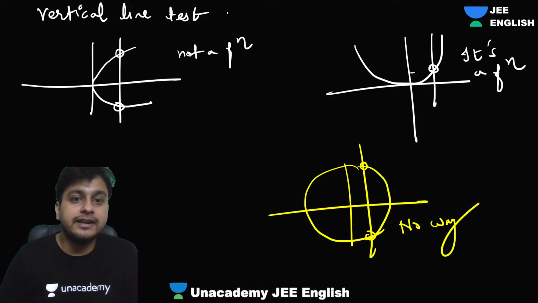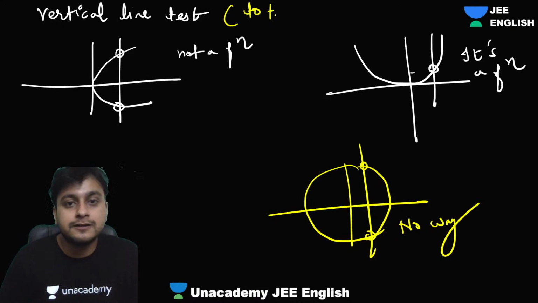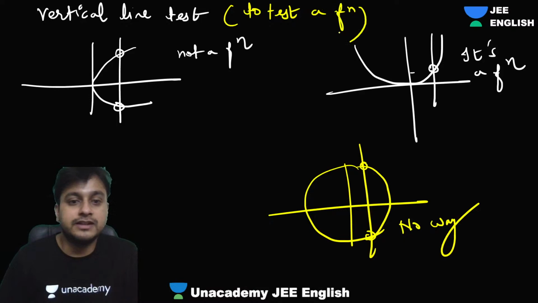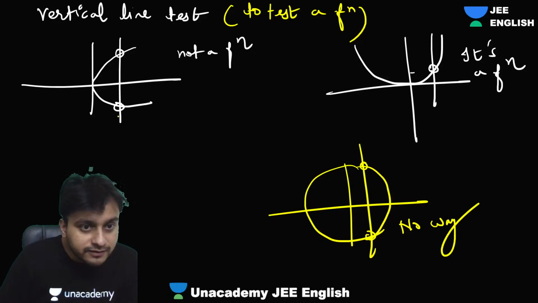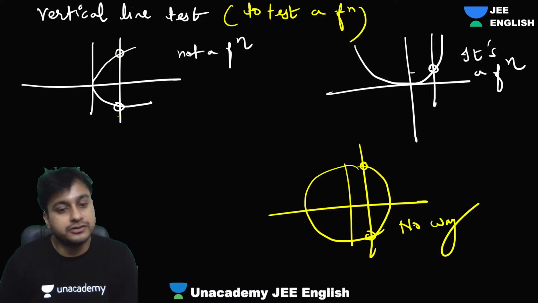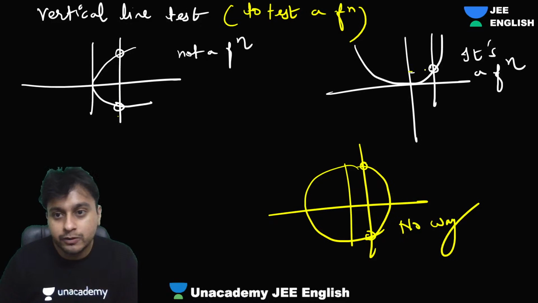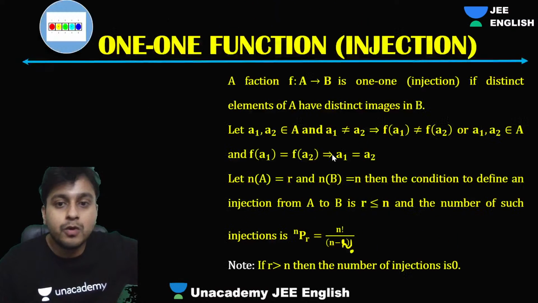So the vertical line test is used to test whether it is a function or not. I hope everyone remembers. At one x, if we get two y's, it is not a function. If at one x we are getting only one y, that will be a function. So what do you mean by one-one?